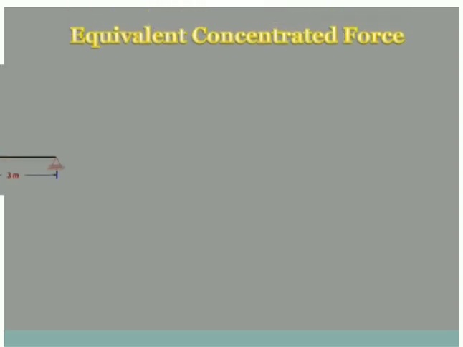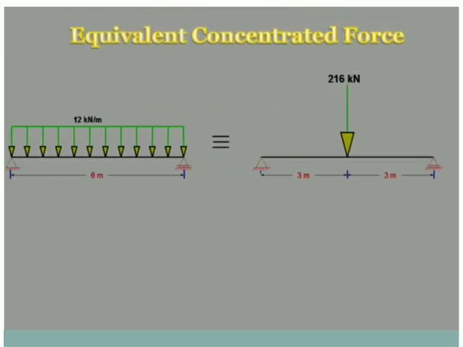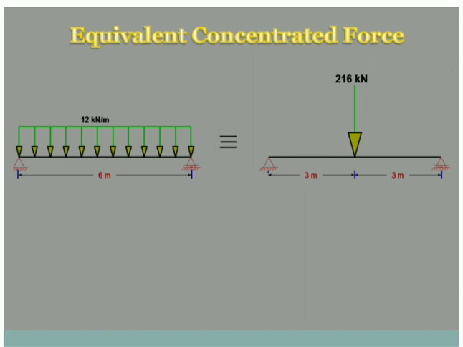If you want to represent it in the form of a picture, it goes like this. This UDL on the left hand side is equivalent to the single point load which is applied at what distance? It is the center of this given beam, because the UDL is acting over 6 meters, half of 6 is 3. So this is how we convert a UDL into an equivalent point load. Hopefully the concept is clear to you all.